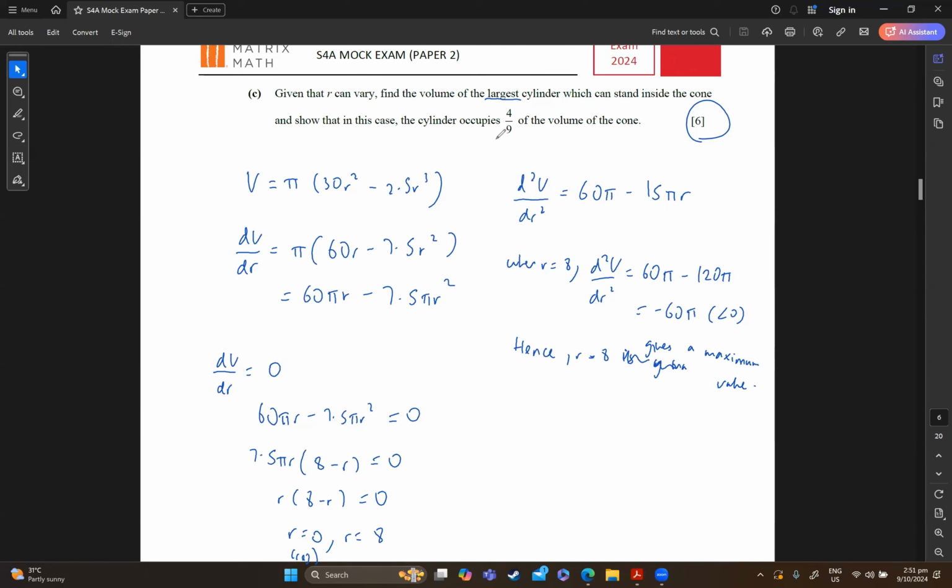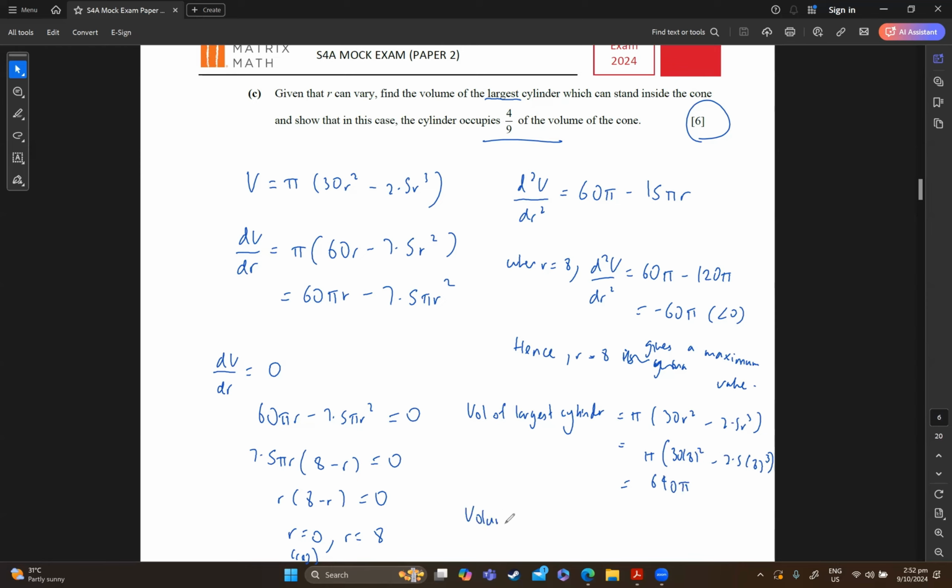Then you start off by solving this part here: find the volume of the largest cylinder, which equals pi times 30 r squared minus 2.5 r cubed, the one that you got in part B. So this equals pi times 30 times 8 squared minus 2.5 times 8 cubed. This should give you 640 pi.